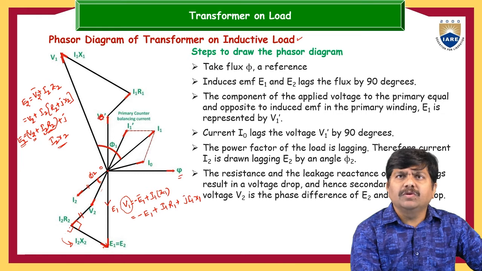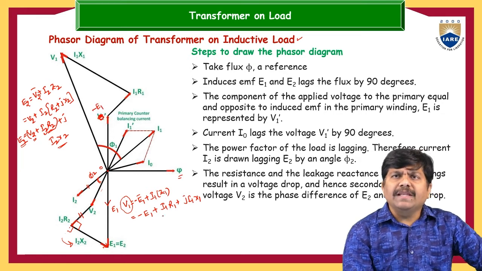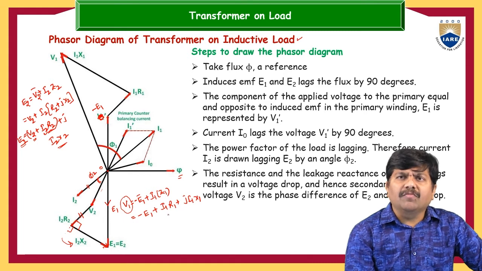This may be written as minus E1. For this minus E1, we have to draw I1 R1. First of all, you should know the direction of this I1 vector. What is the direction of the I1 vector? We know that I1 is nothing but I0 plus I2 dash, the vector sum of I0 plus I2 dash.